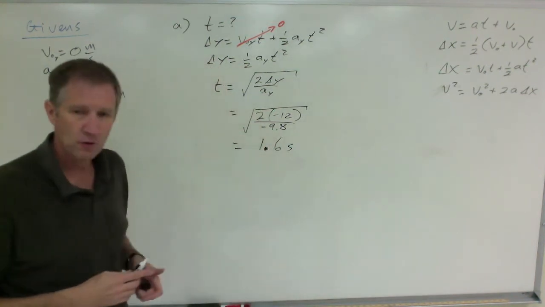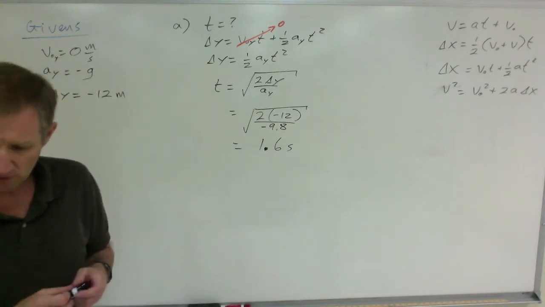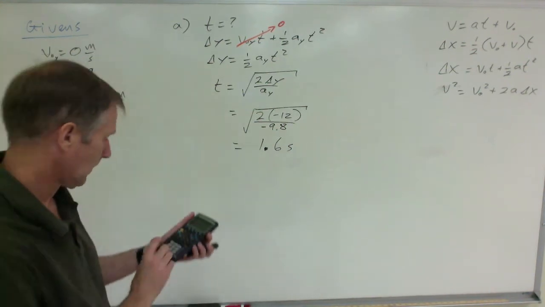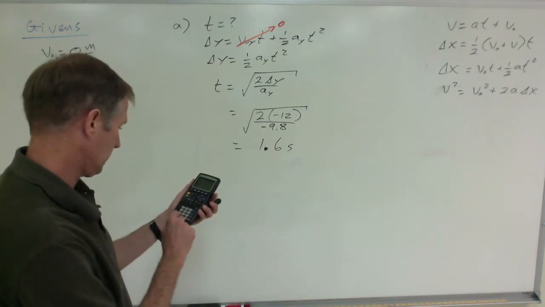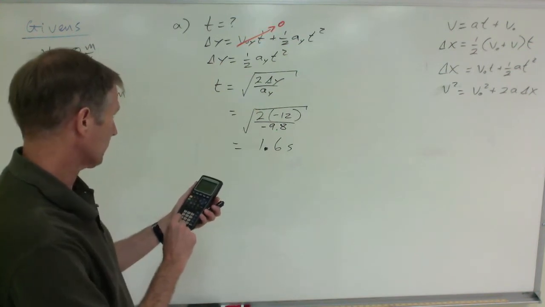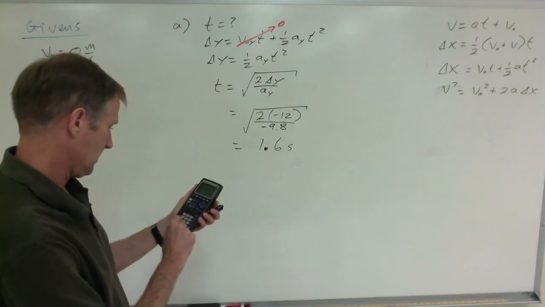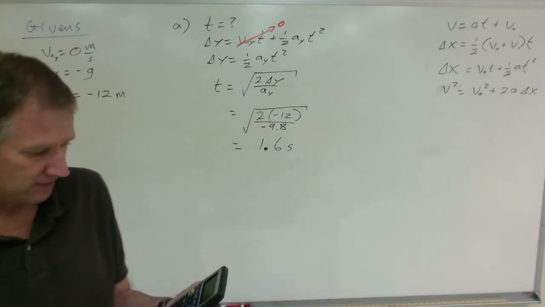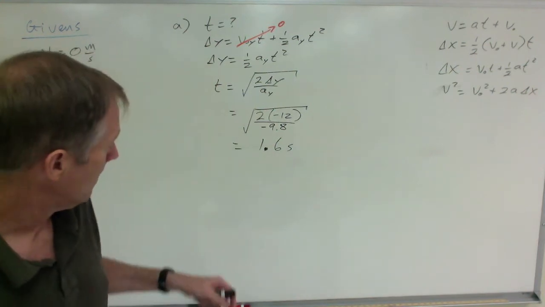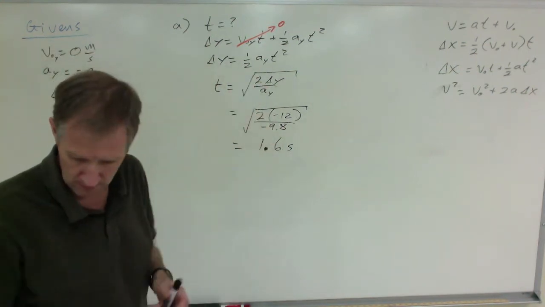Again, these are rounded numbers because I'm paying attention to my significant digits. Okay. Let me just see what it really is because I already rounded it. So that's the square root of that divided by that. It's 1.56 seconds. But again, 2 significant digits.